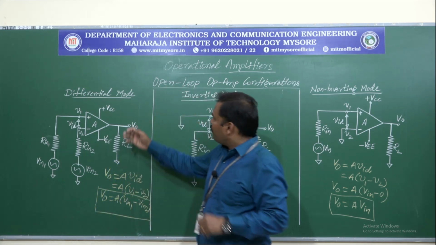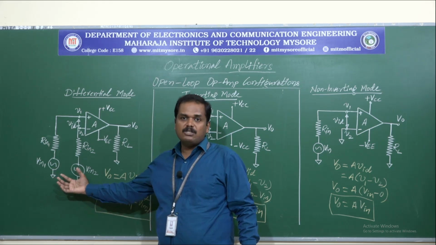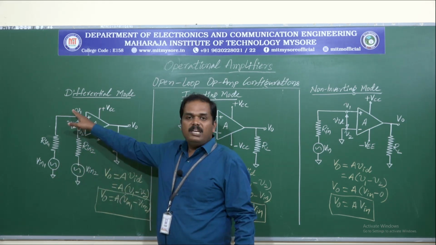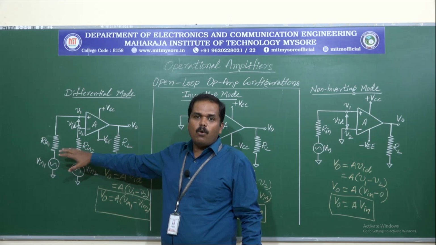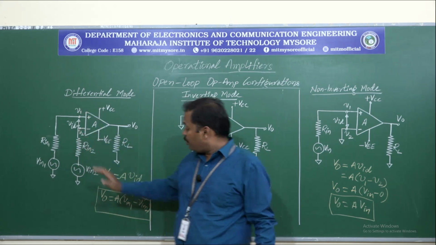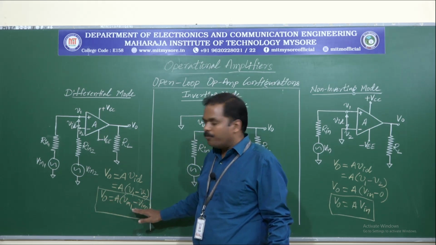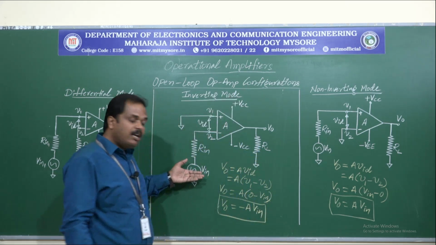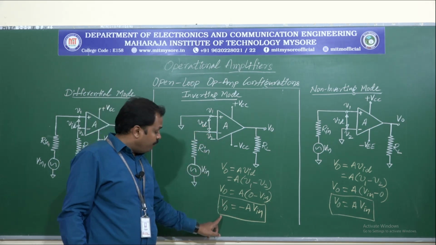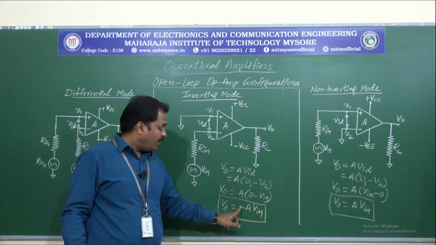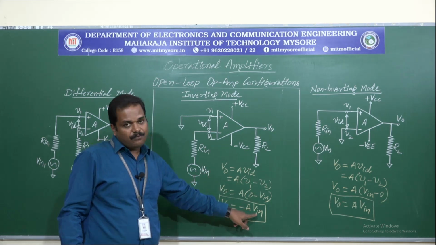So let me repeat this. So we have three modes. One is differential mode, where we'll be having two different input signal sources and these two will be applied to the input terminals V1 and V2, and op-amp will be amplifying the differential voltage, that is difference between V1 and V2, and the output is given by A into Vin1 minus Vin2. And in the inverting mode, the input signal Vin will be applied to the inverting terminal V2 and the output is given by V0 equals to minus A into Vin, where the minus sign indicates output signal is 180 degree out of phase with Vin.